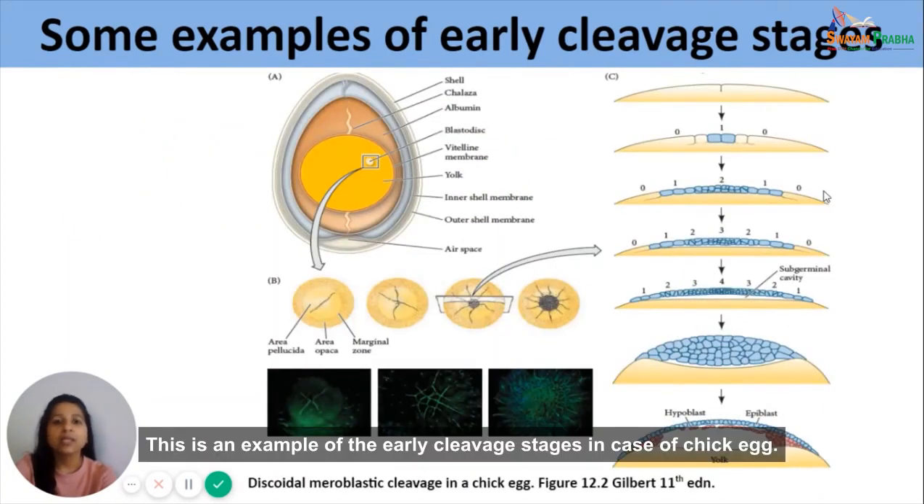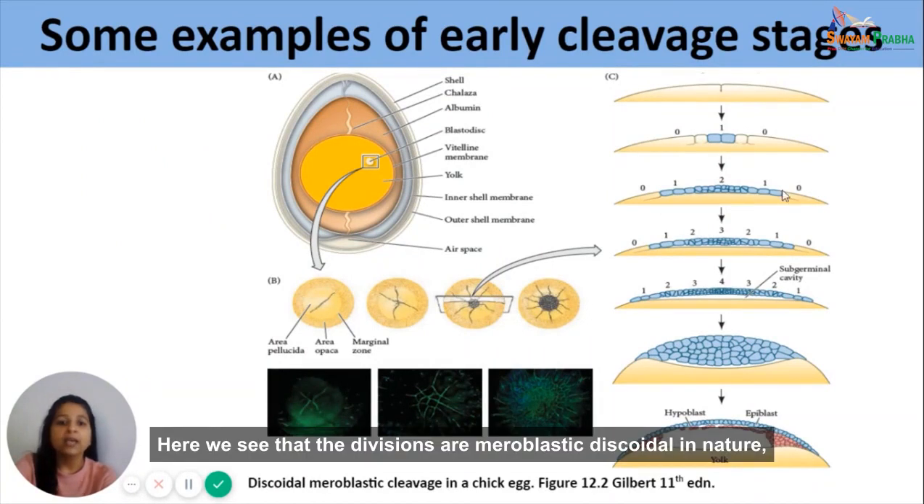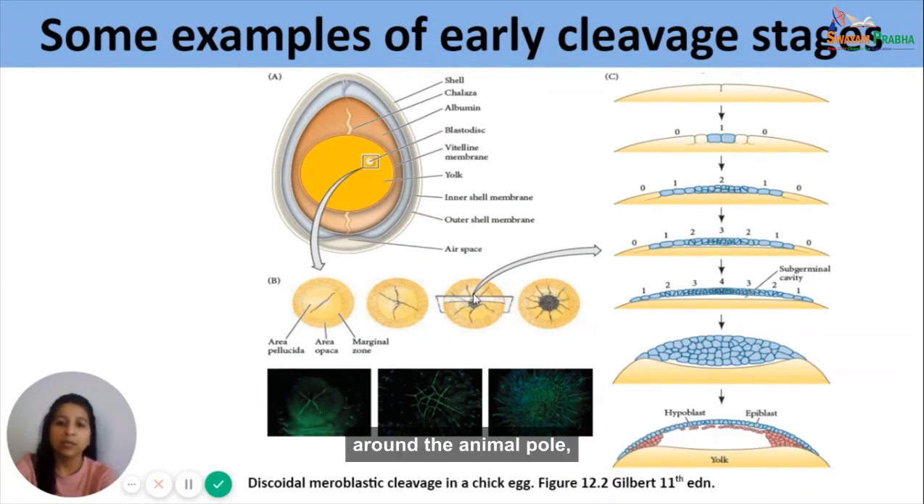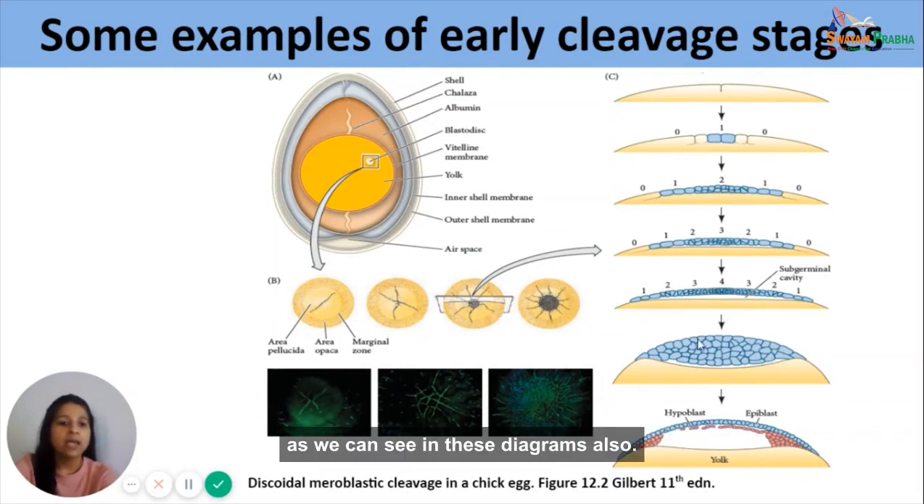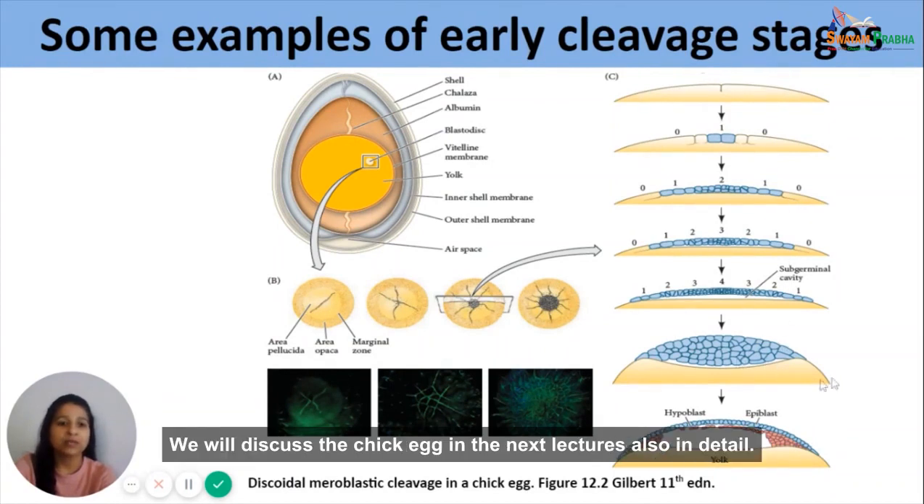This is an example of the early cleavage stages in case of chick egg. Here we see that the divisions are meroblastic discoidal in nature, which occur in the small area or the disc of cytoplasm present around the animal pole. Subsequent cleavages form the blastula also at this disc here, as we can see in these diagrams also. We'll discuss the chick egg in the next lectures also in detail.